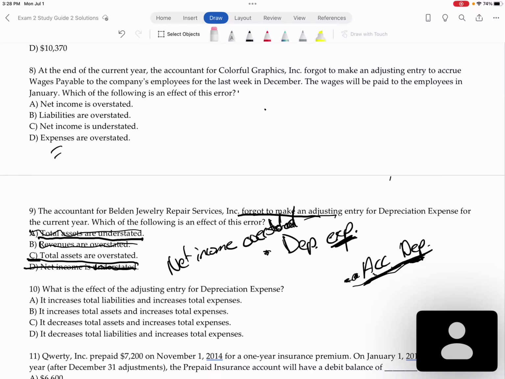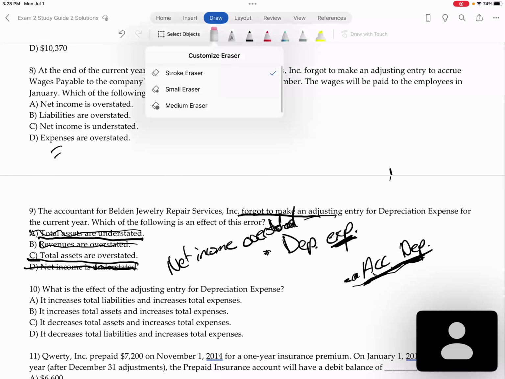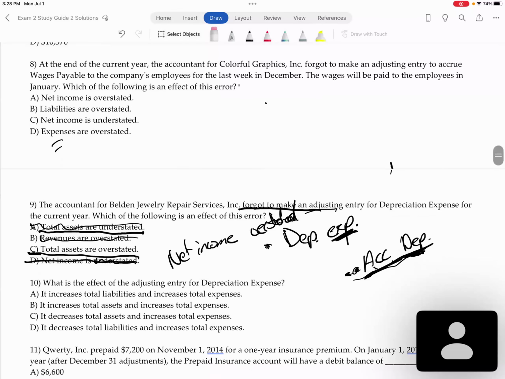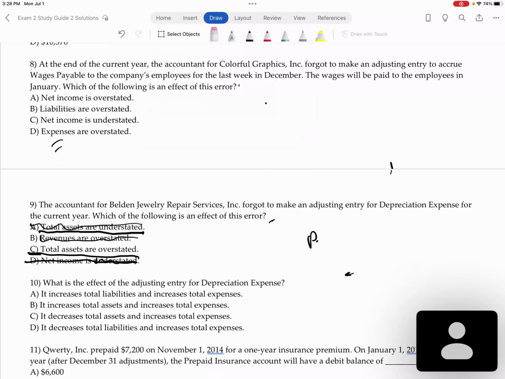Let's do another one. Sorry, trying to get this all erased. Okay, try and get all this erased. And I'll do some other ones to kind of help you.